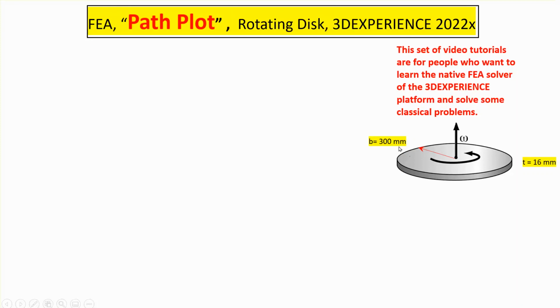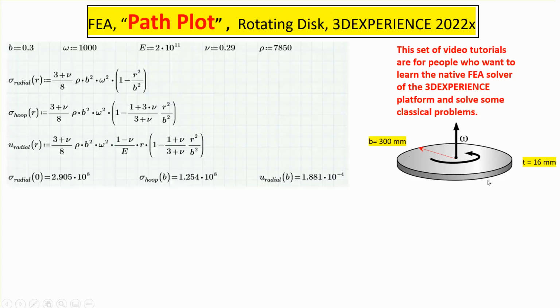We have a disk which is 300 millimeter in radius and a thickness of 16 millimeter, turning at a constant speed. Here is the radius of the disk, 300 millimeter, angular speed, which is 1,000 radians per second, around 10,000 RPM, basically. Young's modulus and Poisson ratio of steel, and the density of steel, which is almost 8,000 kilogram per meter cube. Now, the reason that I want to do this is that there are analytical solutions available for this problem.